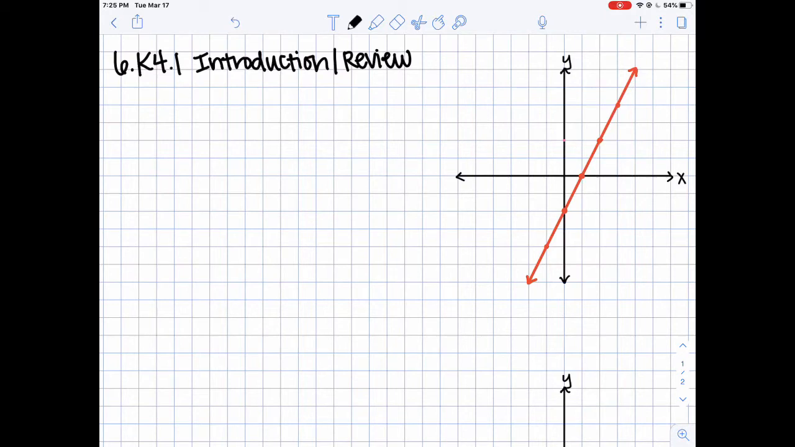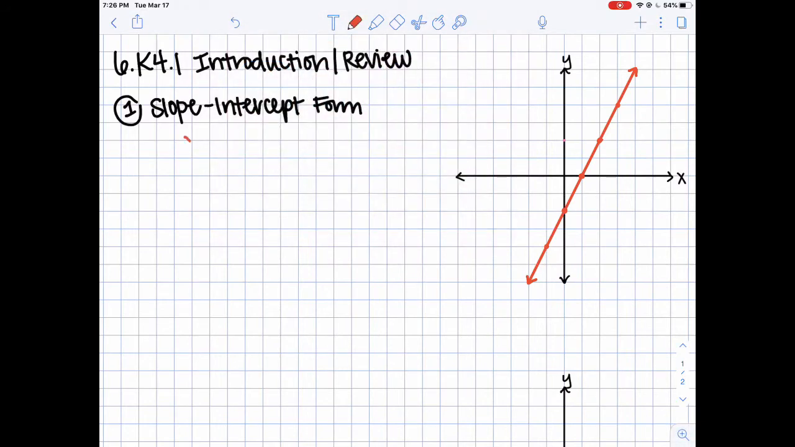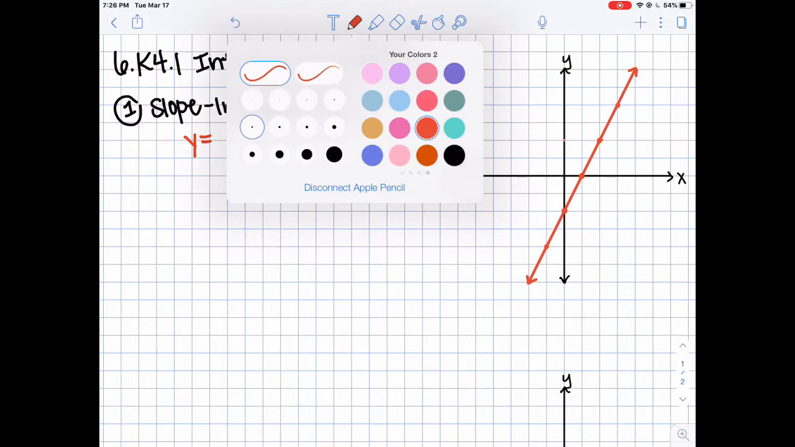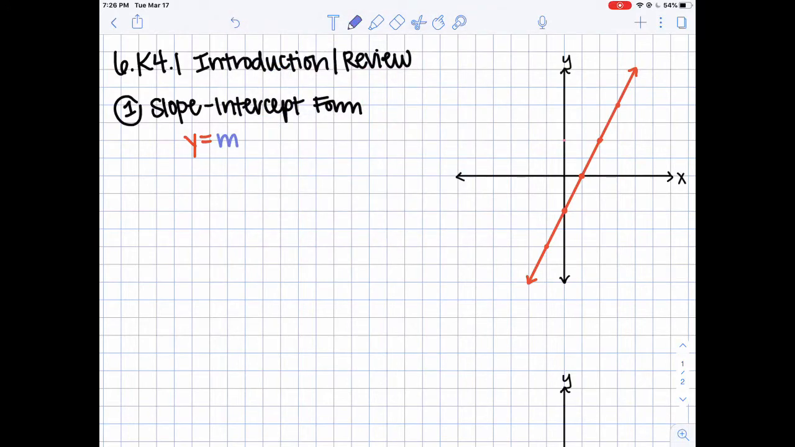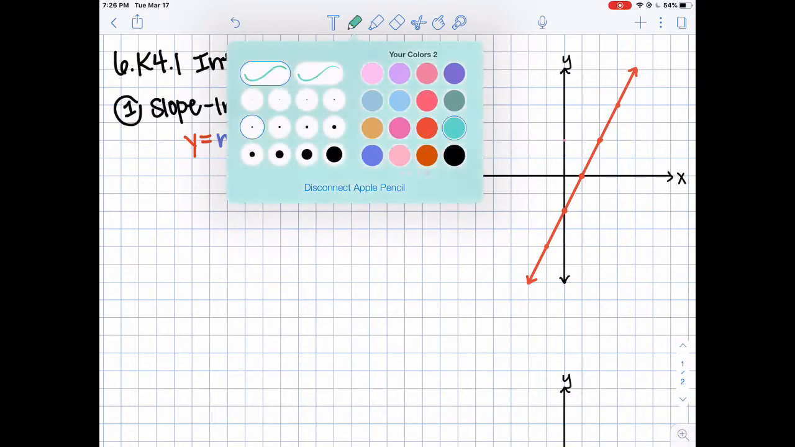The first form I want to review with you today is slope-intercept form. Slope-intercept form uses two things, and good news is that they're both in the name. One of them is slope and the other one is the intercept, and we just have to know which intercept they're talking about. So slope-intercept form is y equals m times x. X is just a variable, so I'm going to leave it as red, and then plus b, which b represents our y-intercept on the graph.